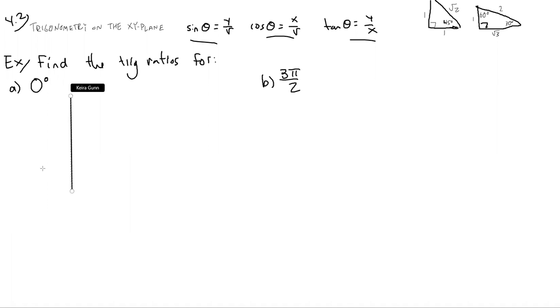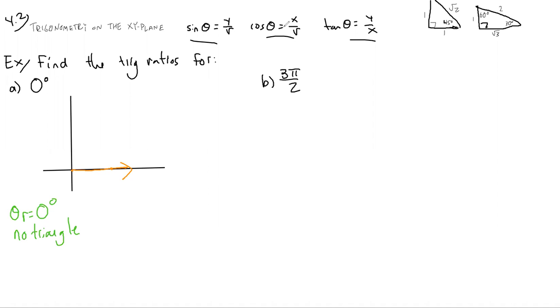So if we plot 0, it's going to be a little bit weird, but what we're doing is starting with the positive x-axis and making our way counterclockwise a total of 0. So it just kind of stays put. Our terminal side stays right on the x-axis. Our reference angle should be 0. And there's no triangle that can really be drawn here. It's just going to be completely squished.